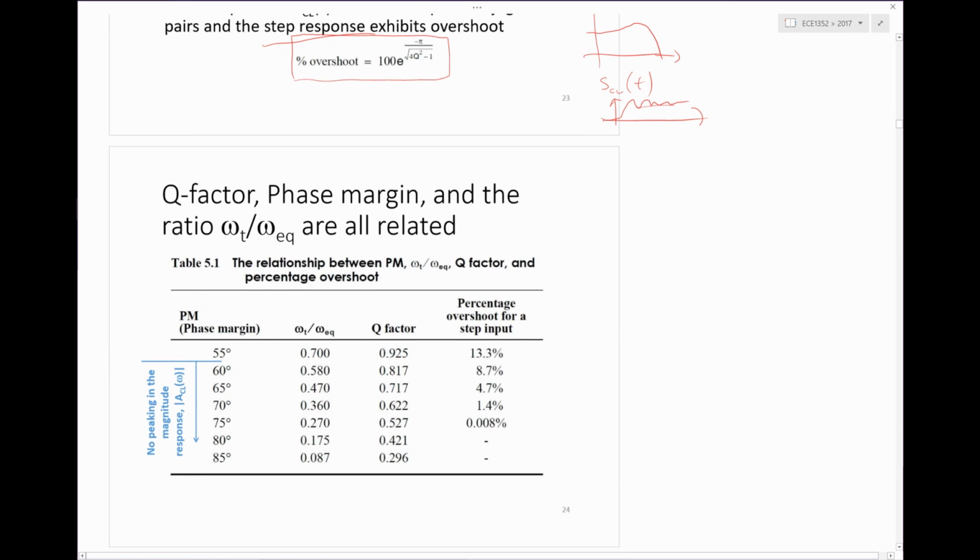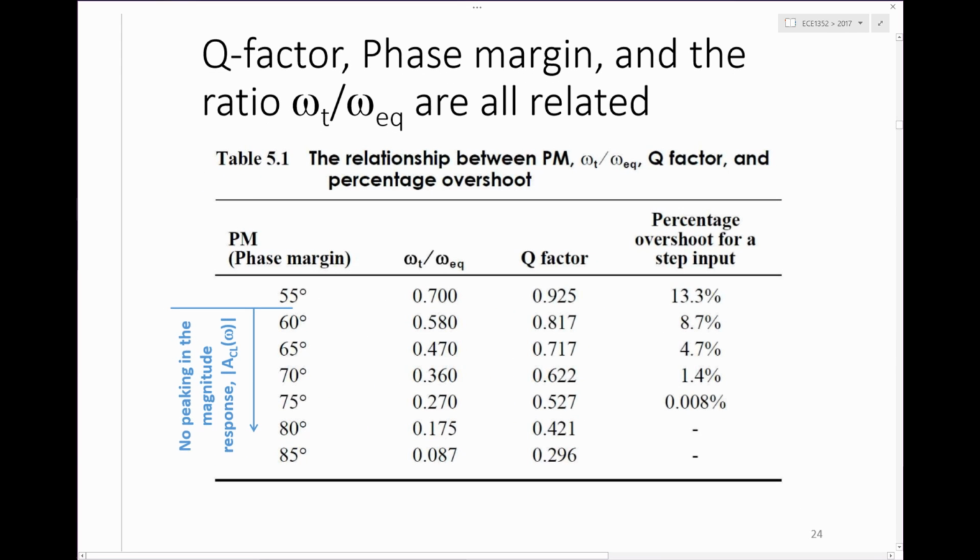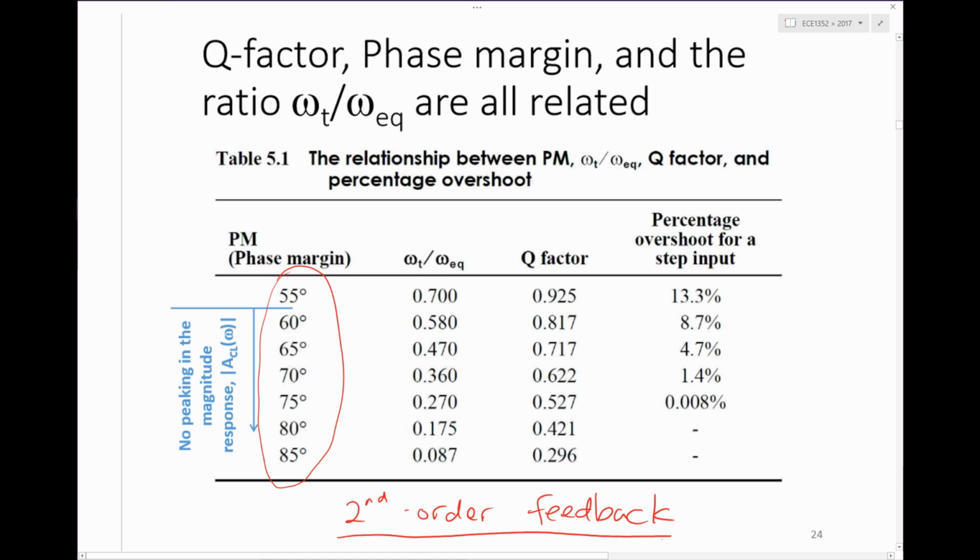So, this is a really useful table, again, for design, that relates a few different things. These are a bunch of different phase margins that we could design our feedback loop to have. And this is all only for a second order feedback system, right? This whole table assumes that L has two poles and no zeros. Okay?